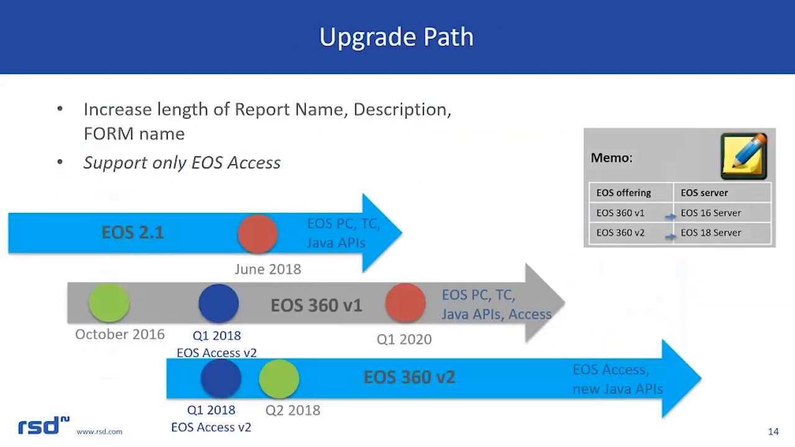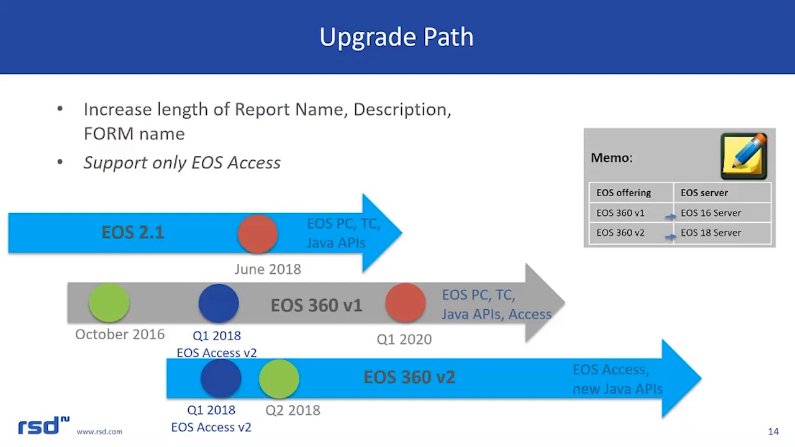Next. So what are we showing you here? We're trying to give you an idea of the upgrade path from where some of you are today, which is EOS 2.1, to eventually EOS 360 and beyond. For those of you who support the product and use the product, these arrows are really showing you a smooth upgrade and transition to EOS 360 version 2.